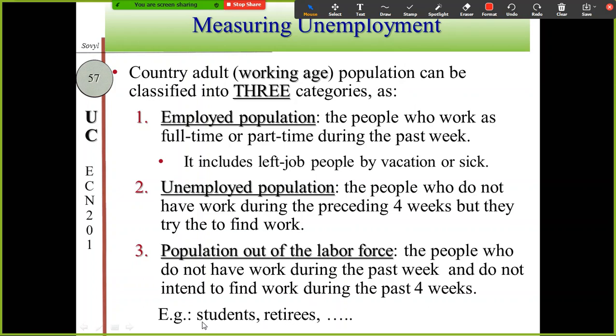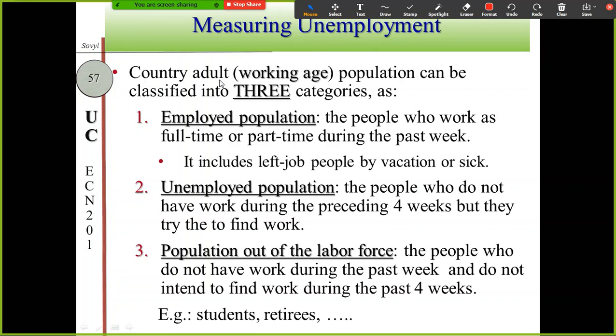This includes students and retirees. Students normally, their role is to study, so they don't need to find work. That's why they are not in the labor force. They are not employed people, they are not unemployed people. They are out of labor force. They are students. Retired people are older, they cannot get work because their bodies tend to be weak. That's why they are out of labor force.